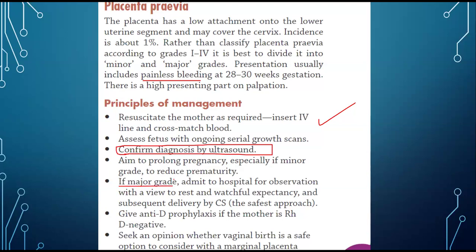If it is a major placenta previa, and the patient is after 34 weeks of pregnancy, you'll need to keep the patient admitted to hospital until delivery. So major grade, especially after 34 weeks of gestation, admit the patient for observation. Keep an eye on the patient, see if the bleeding stops, and also keep an eye on the mother and the baby. If bleeding continues or the mother or the baby becomes unstable, then for major grade, you will need to go for cesarean section.